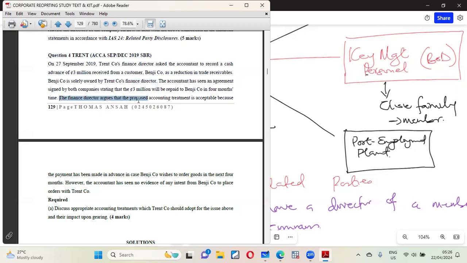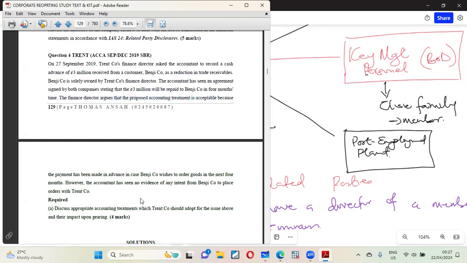The finance director argues that the proposed accounting treatment is acceptable because the payment has been seen as a cash advance in the case of Benji's company. Cash has been paid in advance in case Benji's company wants to order goods in the next 4 months. However, the accountant has seen no evidence of any intent from Benji to place an order with Trent. So you see, it is a related party transaction. He has to disclose this money. Proper transactions must be recorded.